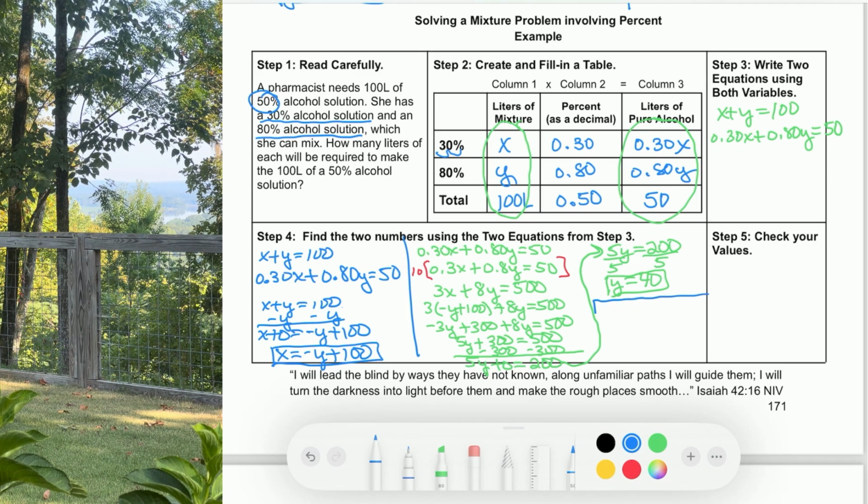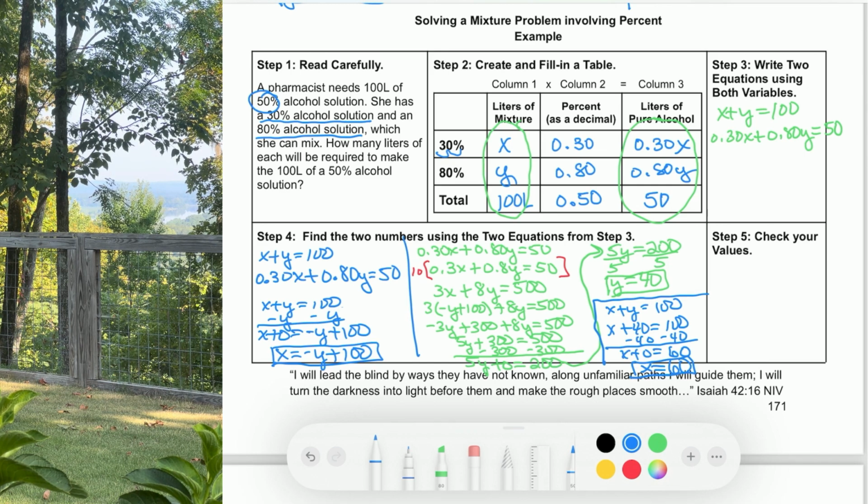All right, so now I need to find my other value. So I'm just going to create a little box here. So x plus y equals 100. Plug in my y value, x plus 40. Subtract 40 from both sides. I get x plus 0 equals 60. So I end up with x equals 60. These are my two values.